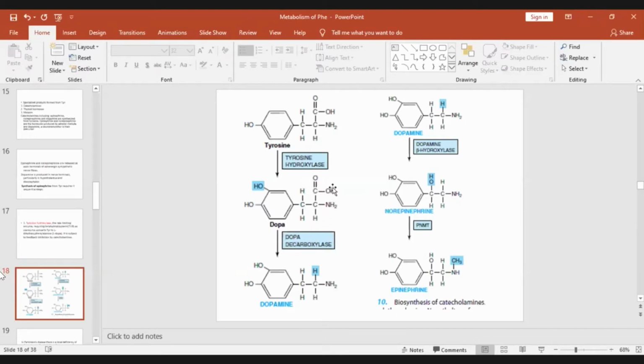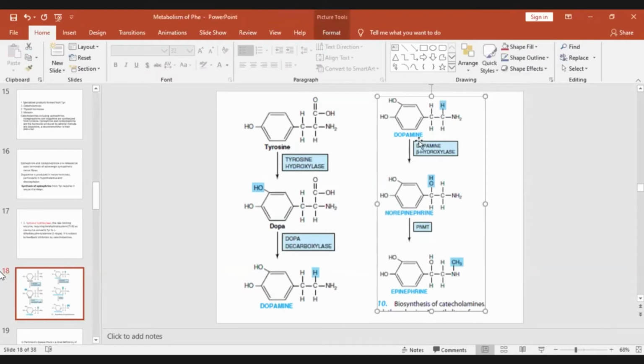So this decarboxylation will result in CH2NH2. So DOPA decarboxylase converts it to the amine, dopamine. So COOH is removed, so CH2NH2 is formed, dopamine. So it is a neurotransmitter. This dopamine further in the adrenal medulla can be acted upon by dopamine beta hydroxylase. So this is the alpha carbon, this is the beta carbon. So at the beta carbon there is hydroxylation. So dopamine beta hydroxylase converts dopamine to norepinephrine.